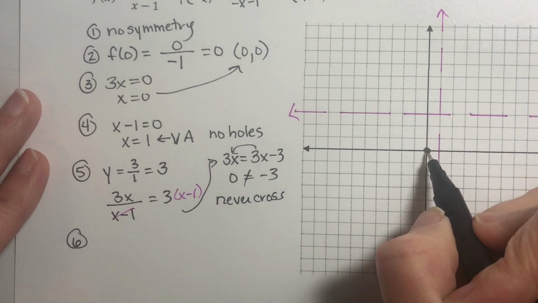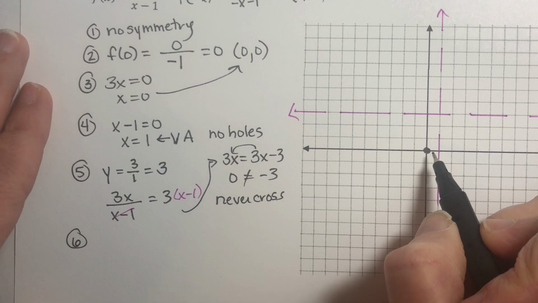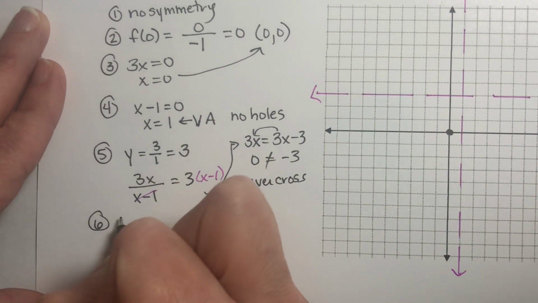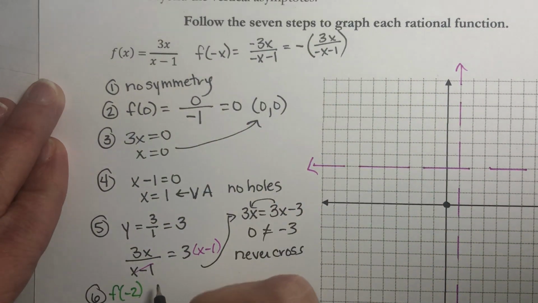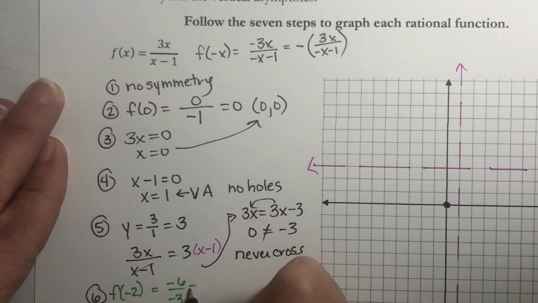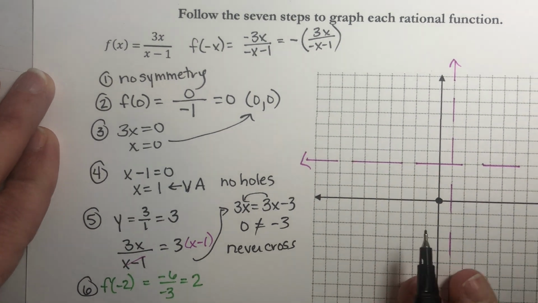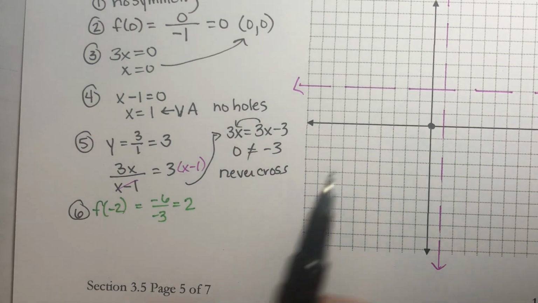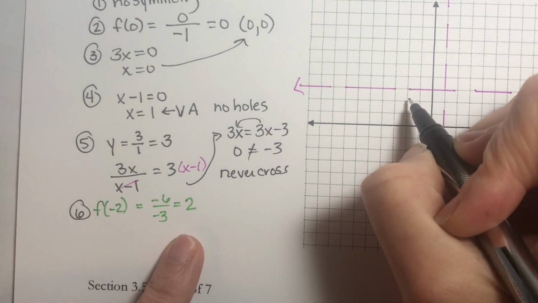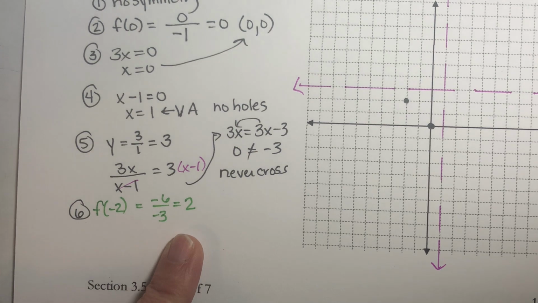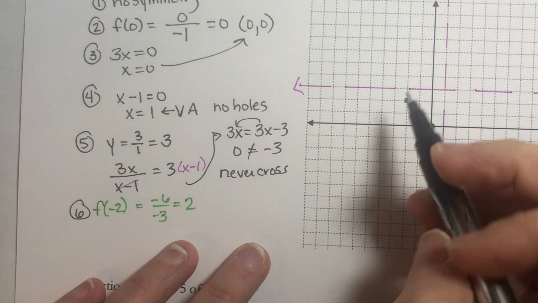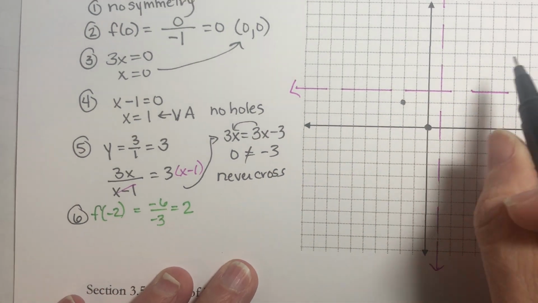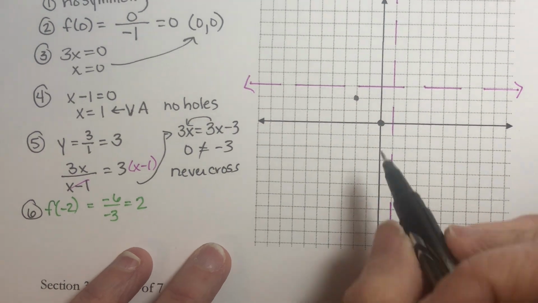So let's do f of negative 2. What do I get when I plug in negative 2? 3 times negative 2 would be negative 6. Negative 2 minus 1 would be negative 3. So that is 2, right? When I plugged in negative 2, I got 2. So I know that this graph is going to be coming up and getting close right here. And since I'm not allowed to cross my horizontal asymptote anywhere, this is going to shoot down to here. So I'm going to draw in this part.